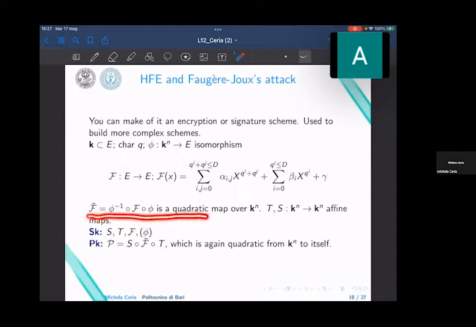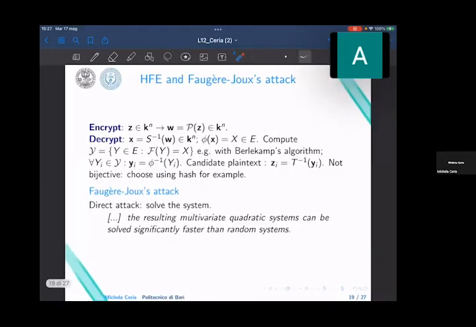So in this way, you get a quadratic map over k to the power n, and you can define T and S as affine maps. The secret key is given by S and T and by f. The public key instead is given by this composition, which is again a quadratic map from k to the power n to itself. For encryption, you take z in k to the power n, and what you do is evaluate the system in z.